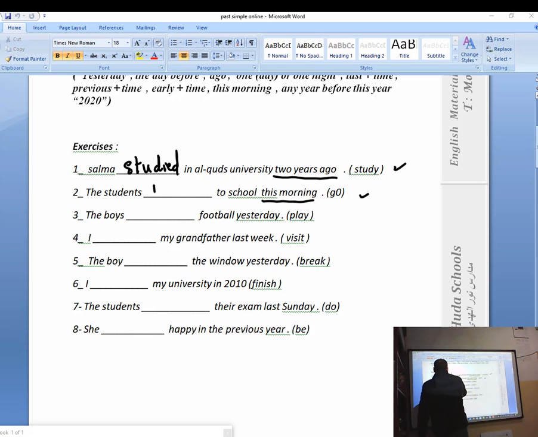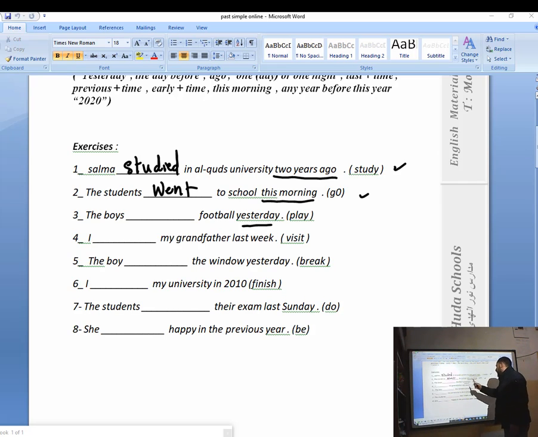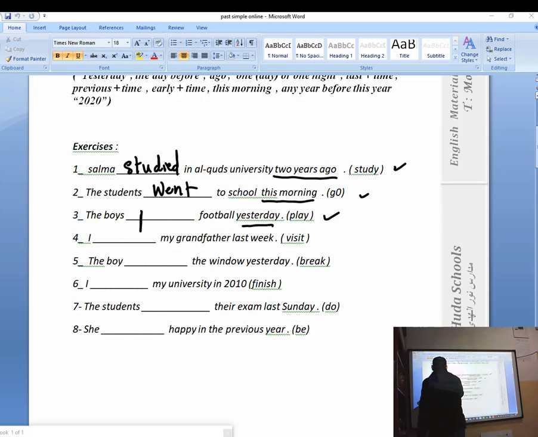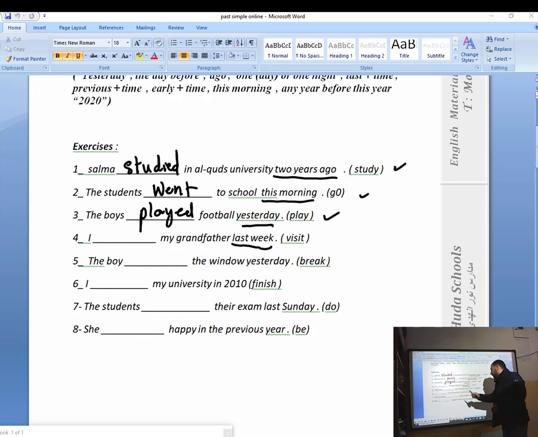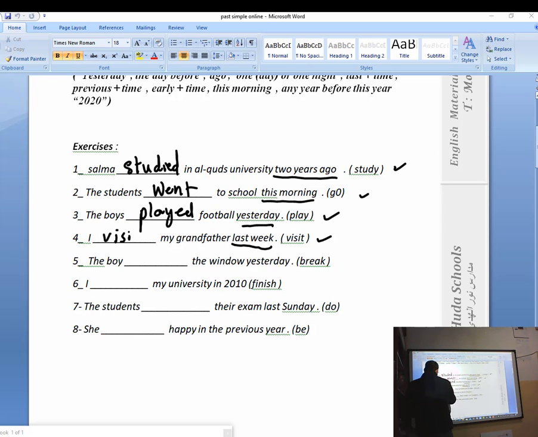The students went to school this morning. The boys played football yesterday. I have the time yesterday, it means in the past, so I should use the past simple of play, played. My grandfather visited last week. Last week also indicates that this action happened in the past, so I'm going to use the past simple of visit, visited.